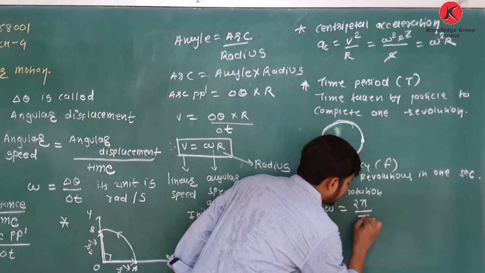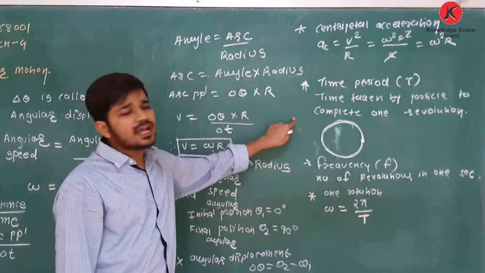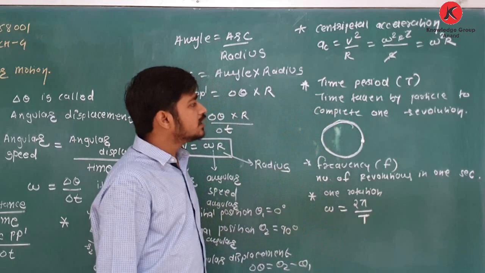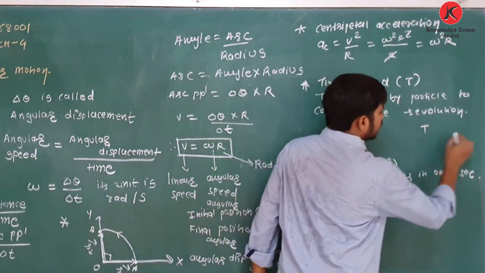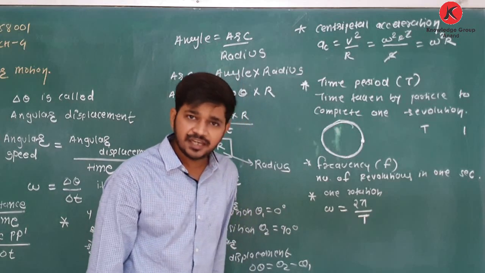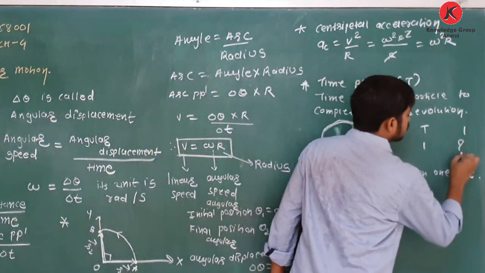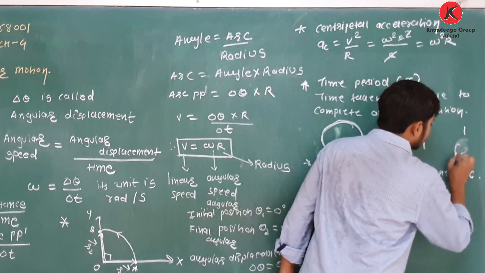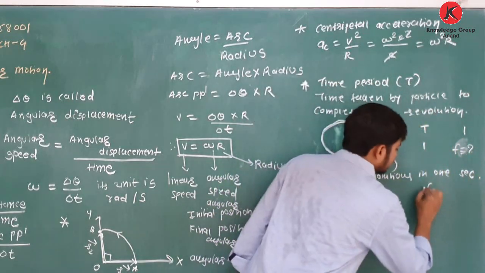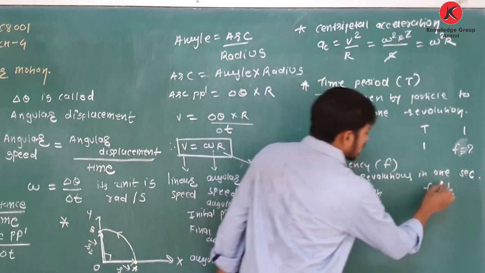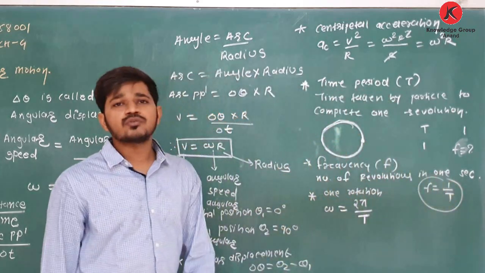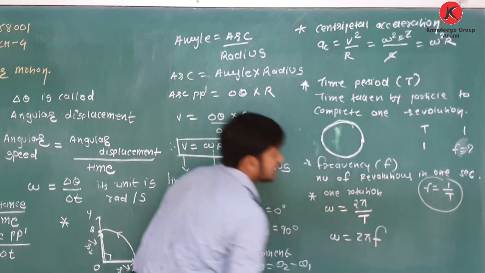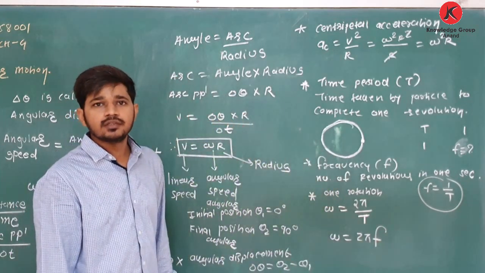Yes, there is one relation between T and F. What is the relation? What is T? It is the time taken by the particle to complete one revolution. So in time T, it completes one revolution. Then the number of revolutions in 1 second is called frequency. If you simplify this relation, you will get F is equal to 1 upon T. So you can write this equation as omega is equal to 2 pi F. Clear about this?